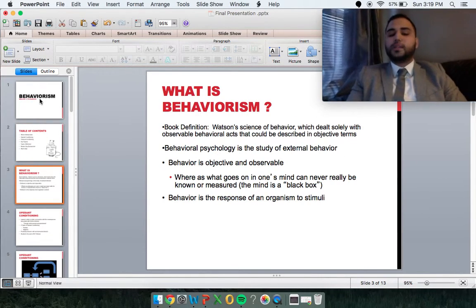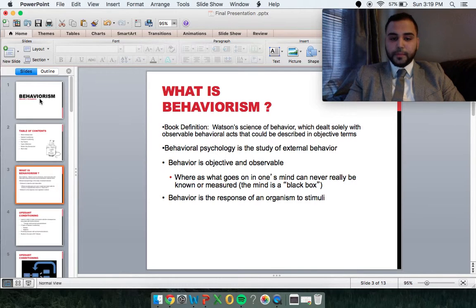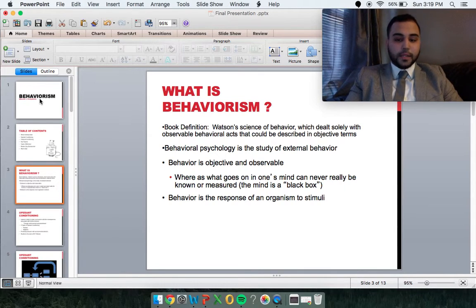So, what is behaviorism? The book defines behaviorism as Watson's science of behavior, which dealt solely with observable behavioral acts that could be described in objective terms. Behavior psychology is the study of external behavior. Behavior is objective and observable, whereas what goes on in one's mind can never really be known or measured. The mind is a black box.